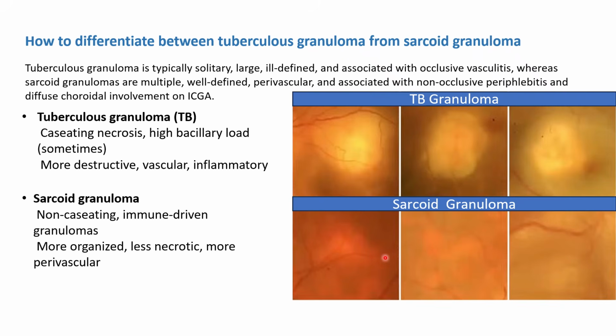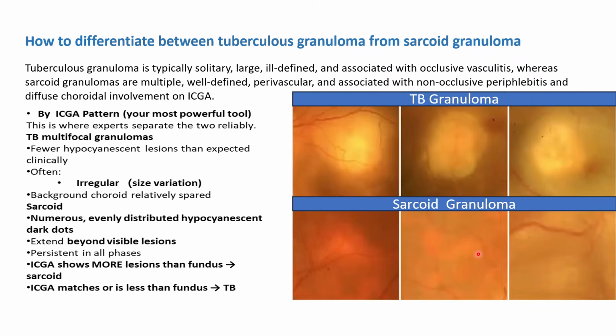However, in the sarcoid granulomas, there will be no loss of capillary non-perfusion because of the non-occlusive periphlebitis. This is important. However, clinically, it might be very difficult to differentiate both of them, and you need to do further investigation to try to find out whether this case is sarcoidosis or tuberculosis. Another important gold standard for the differentiation is the use of ICG.